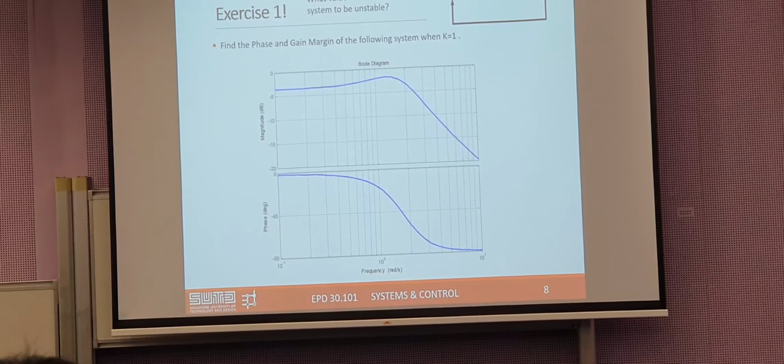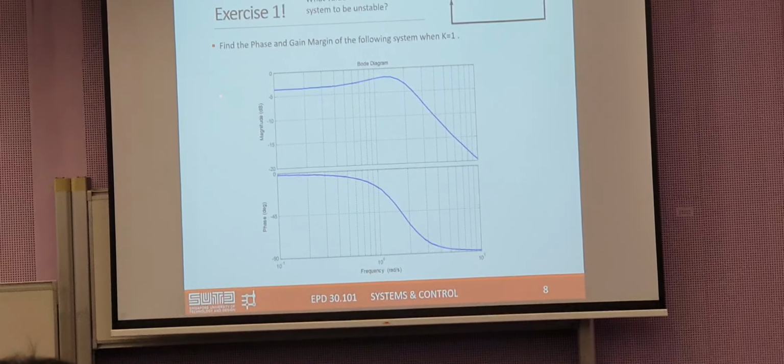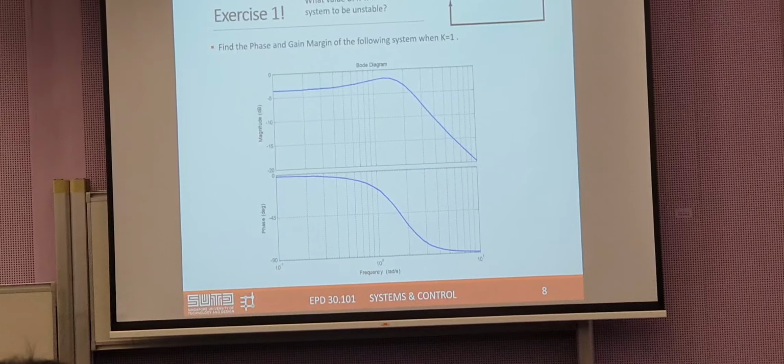And then if you want to find Kp, you can read off this minus 4. So 20 log Kp is equal to minus 4. Solve for Kp. Anyway, this is not the point, but here I want to talk about the phase and gain margin.